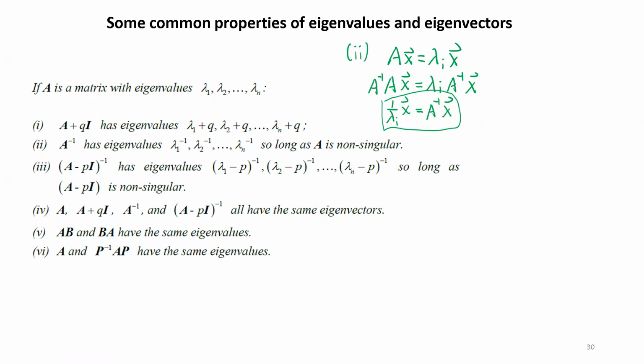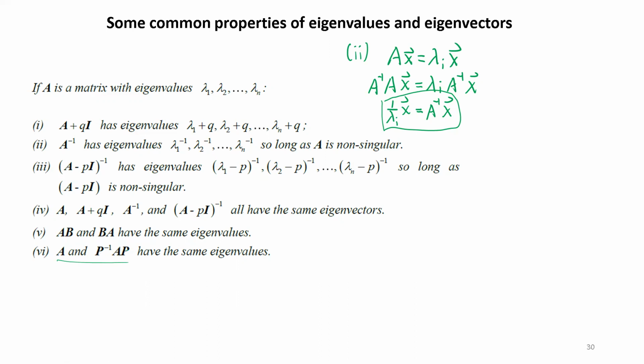We can also try maybe this one, the last one. What it tells you is that A and P inverse A P have the same eigenvalues. This P is any matrix. Of course, again, we require that P inverse exists in order for this to make sense.